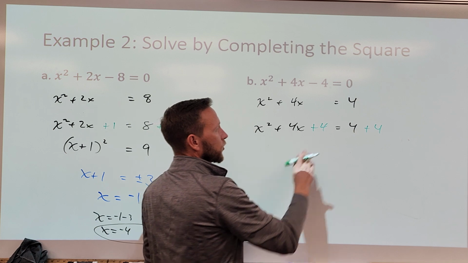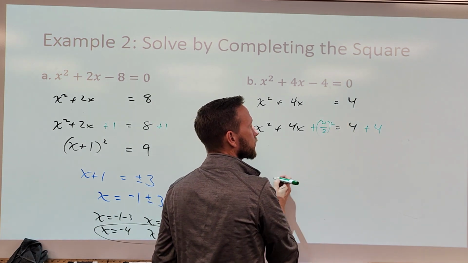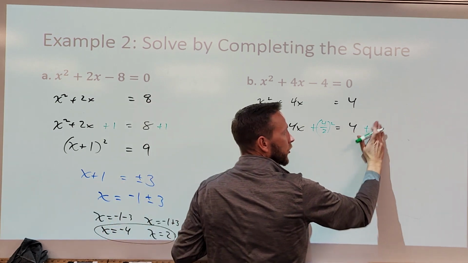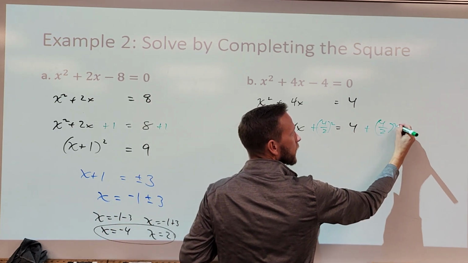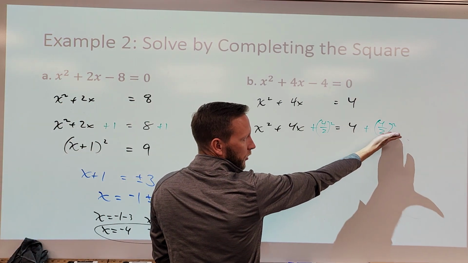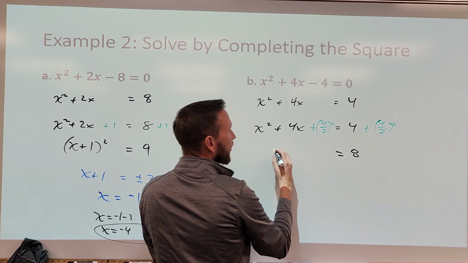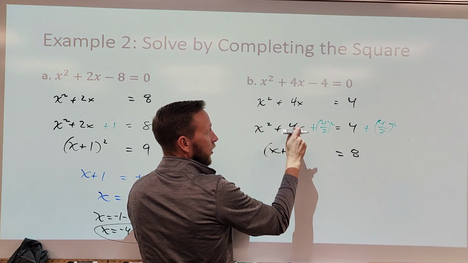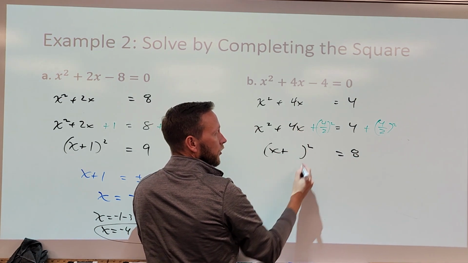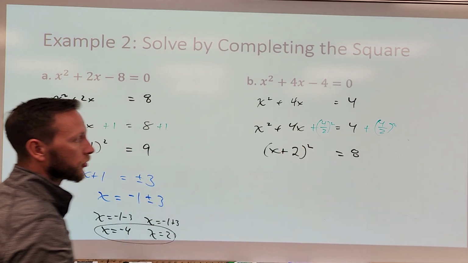If we want to, we can write it as 4 over 2 squared, if that's the way that we want to write that. And if we type that in our calculators, we are going to know that that's going to be 4. 4 and 4 together make 8. On this side, we have x plus b over 2 squared. So half of this number is 2.